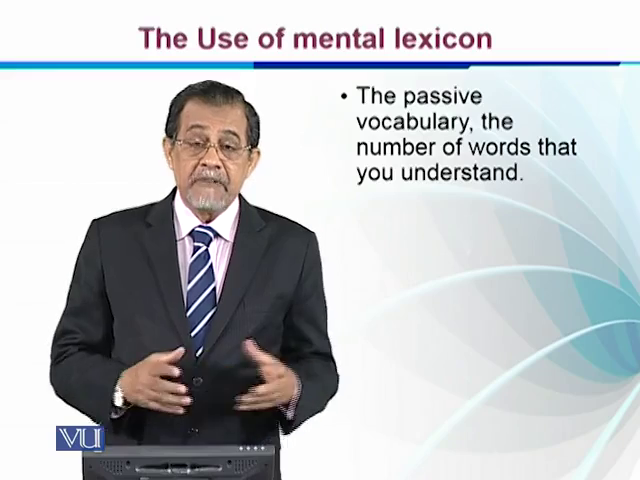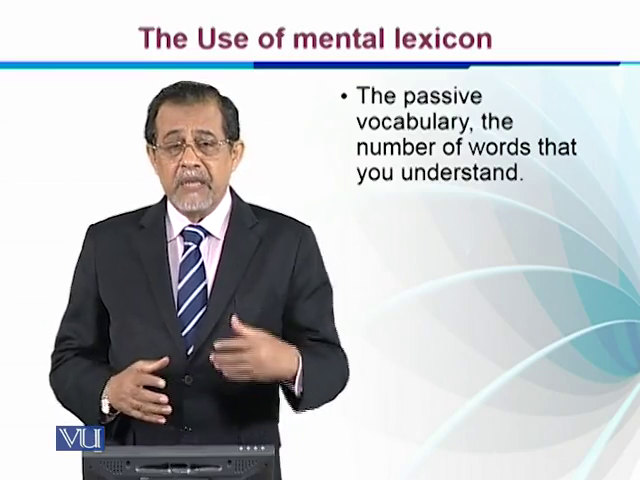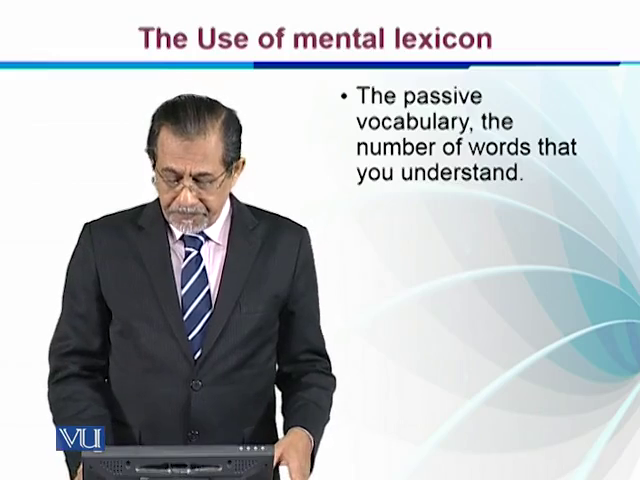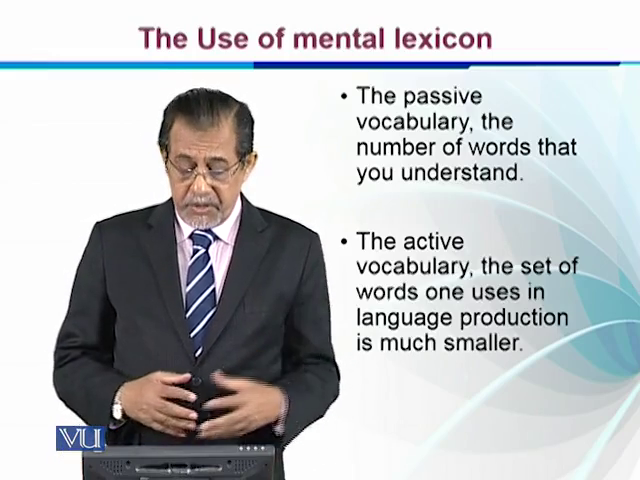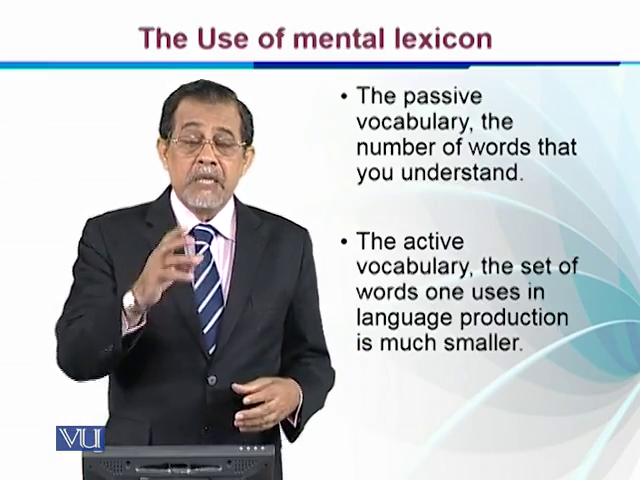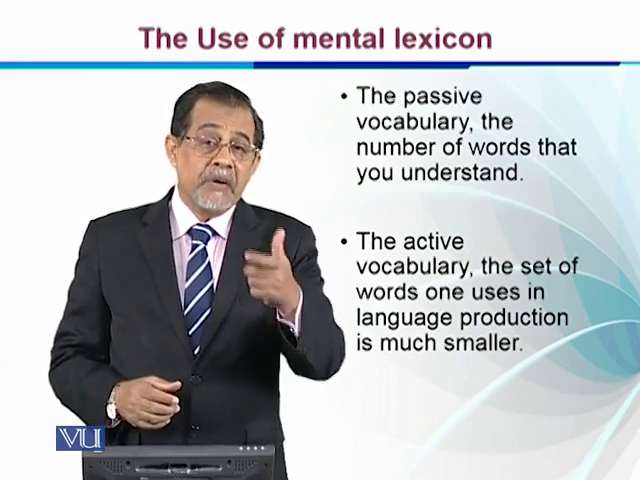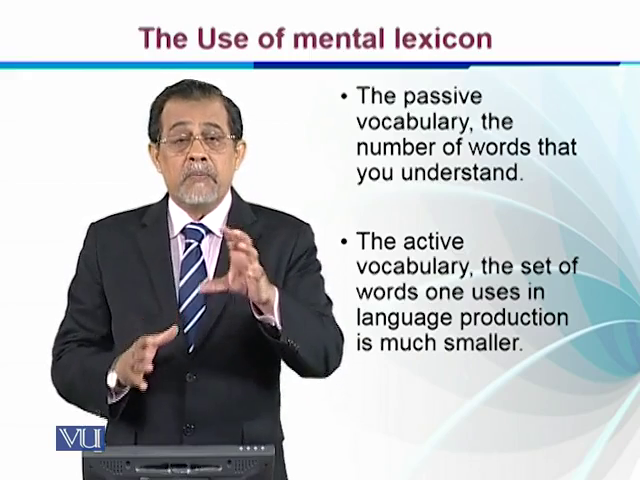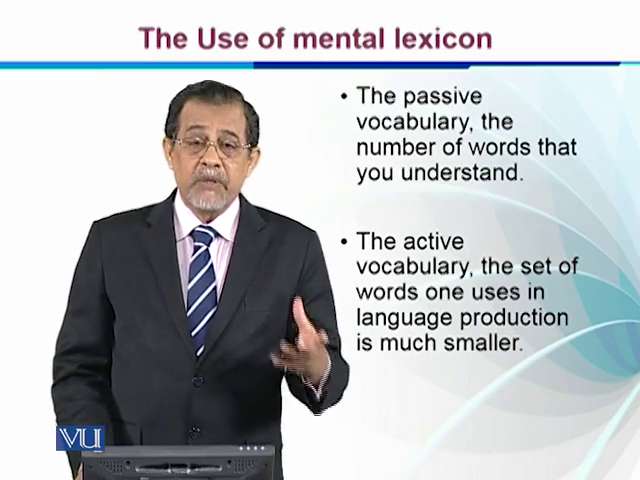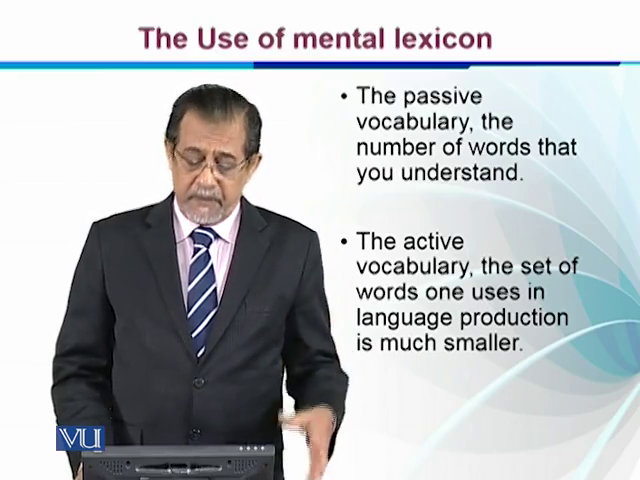And then there is passive vocabulary. Passive vocabulary is words that, as native speakers of a language, we understand the meaning of, but we practically do not use them. The active vocabulary, the set of words one uses in language production, is much smaller. Obviously, if you keep focusing on the words that you use, or record them, you will know that you repeatedly use many words. So your actual vocabulary, or the actual words that you use, is smaller.